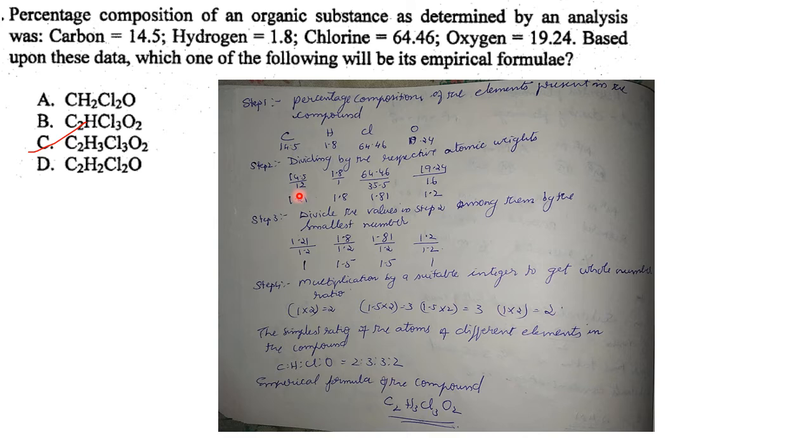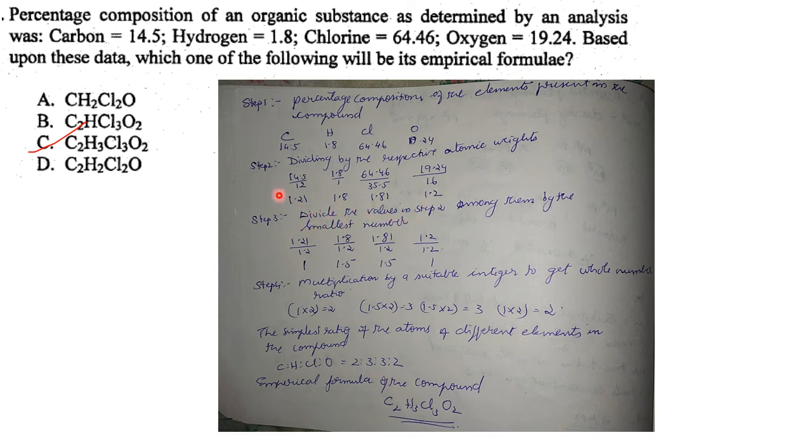So atomic weight of carbon is 12, so 14.5 divided by 12. For hydrogen it is 1, so 1.8 divided by 1. For chlorine it is 64.46 divided by 35.5. And for oxygen it is 19.24 divided by 16. Then you get certain values.